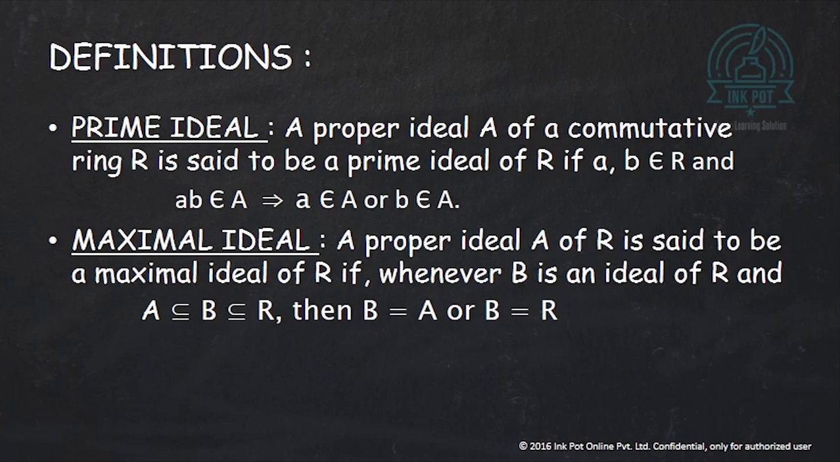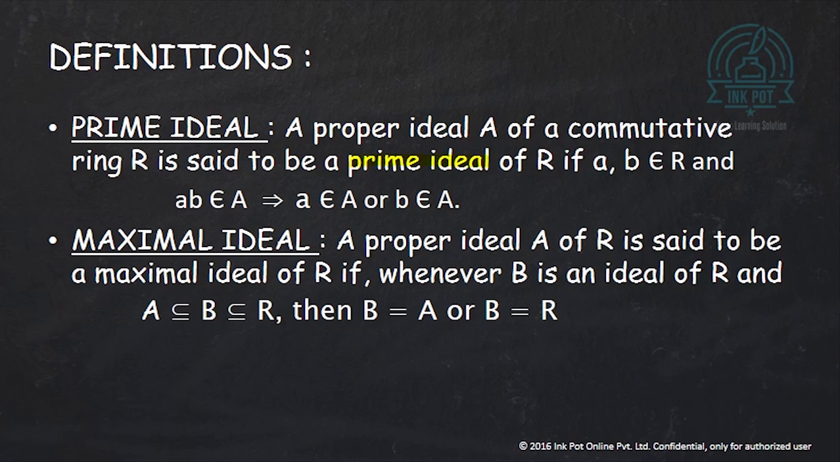So, a proper ideal of a commutative ring R is said to be a prime ideal if the product of two elements belonging to the ideal implies either of the two elements belongs to the ideal. That means if the product ab belongs to the ideal A, it implies either a belongs to A or b belongs to A.